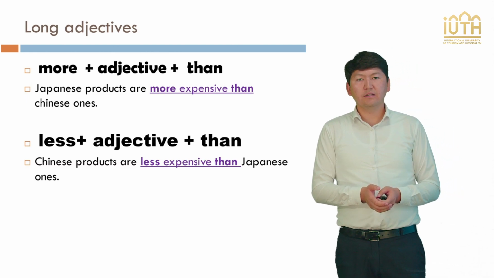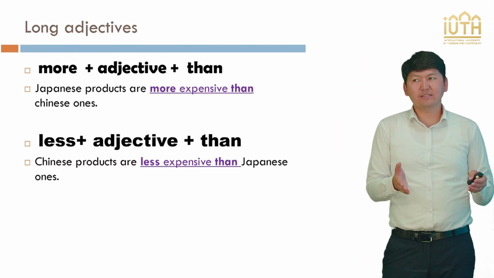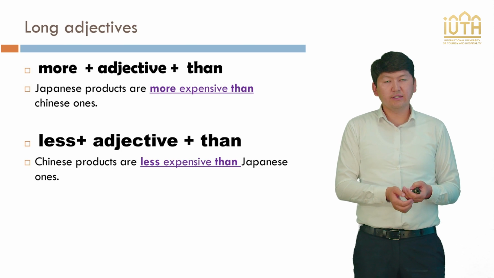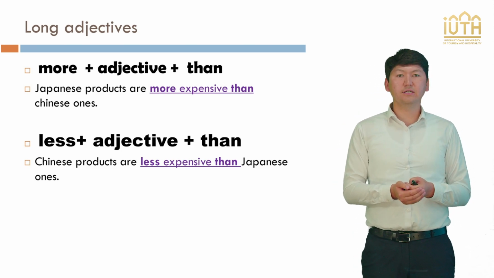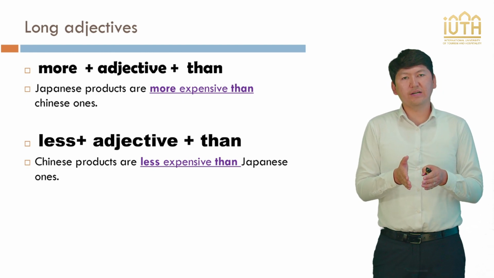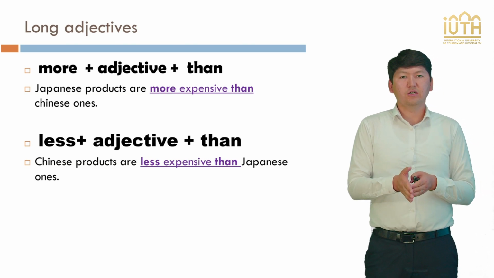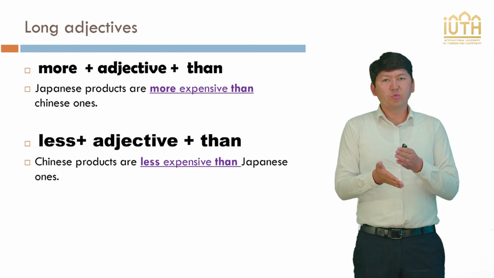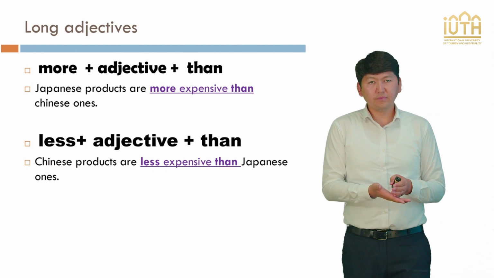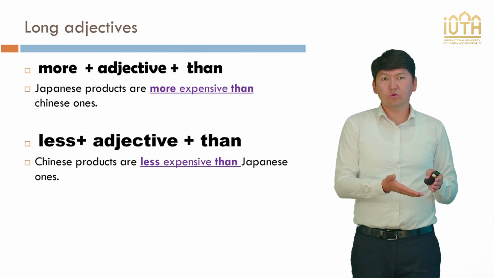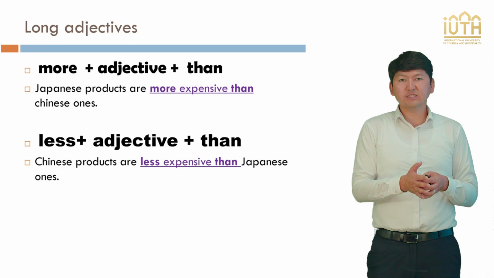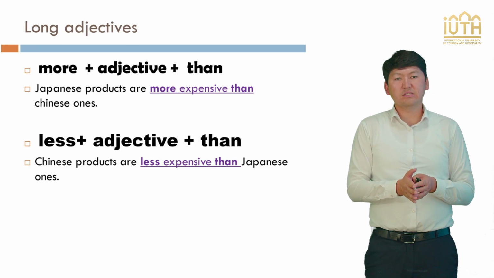And if we have long adjectives like important or interesting, in such cases we need to add more at the beginning of the adjective, before the adjective. Let's look at the structure: more plus adjective plus than. For example, Japanese products are more expensive than Chinese ones.